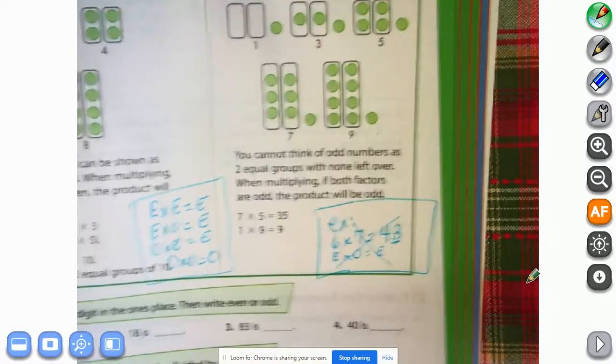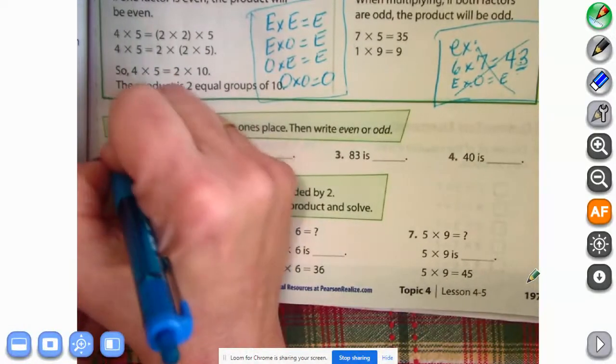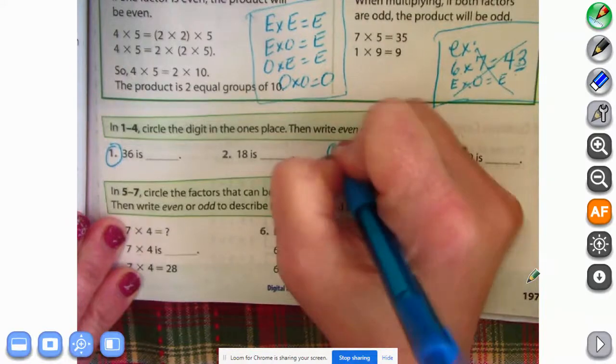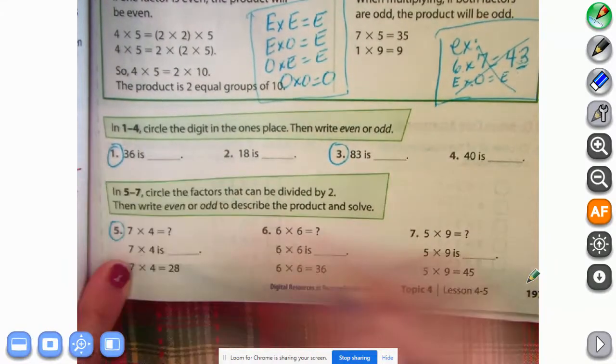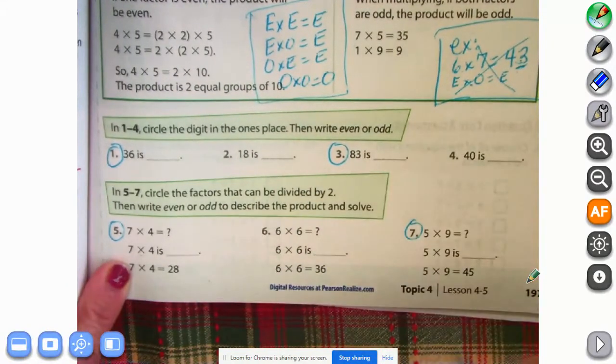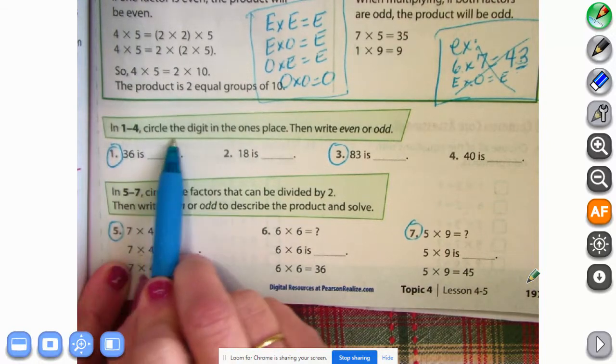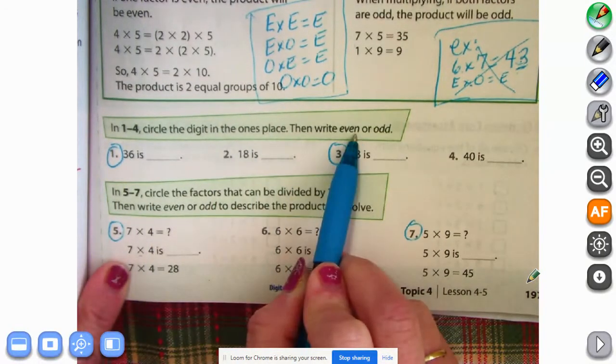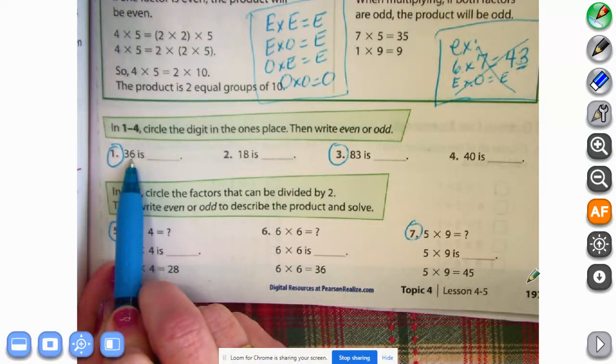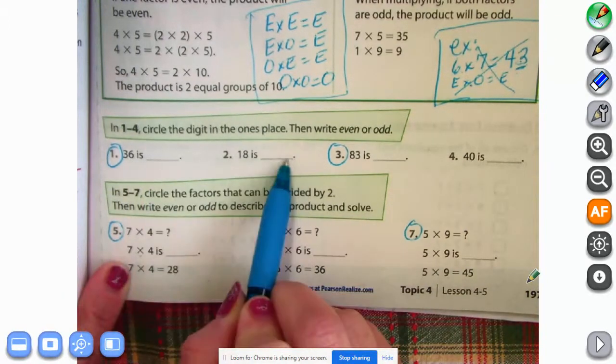Okay. All right, we're going to go down here. We're going to circle all of the odds. So 1, 3, 5, 7. Let's talk about these. In 1 through 4, circle the digit in the ones place and then write even or odd. So you're looking in the ones place, circle the ones place. Is it even or odd? You can write E or O for these.